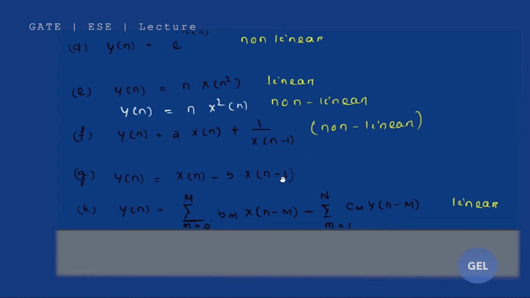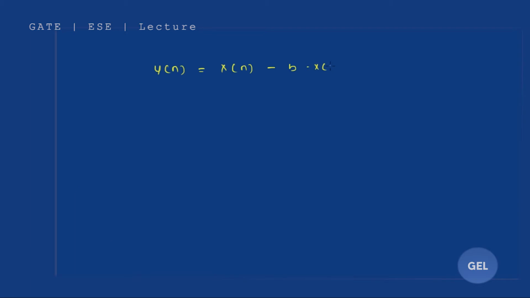Now let's solve this one question. I'll solve this one question for you, x of n minus b of x of n minus 1. Now look here carefully, x of n minus 1, whether it is linear or non-linear. Now I need to find out h of a1 x1, I'm sorry, let's find out a1 h of x1 of n plus a2 h of x2 of n.